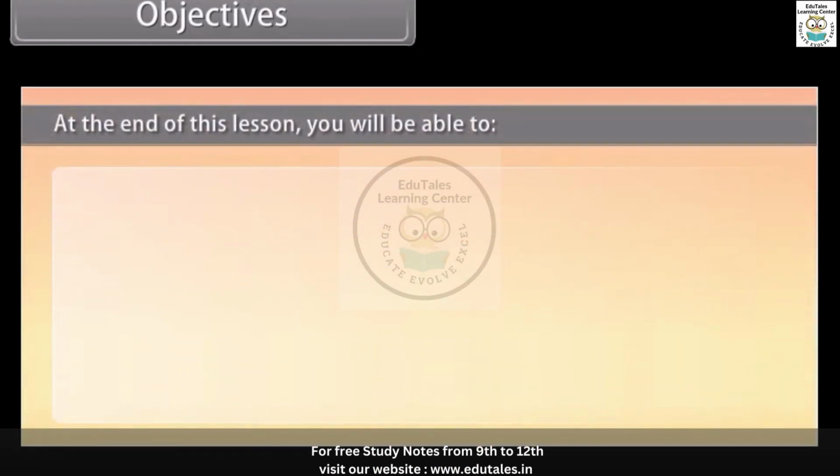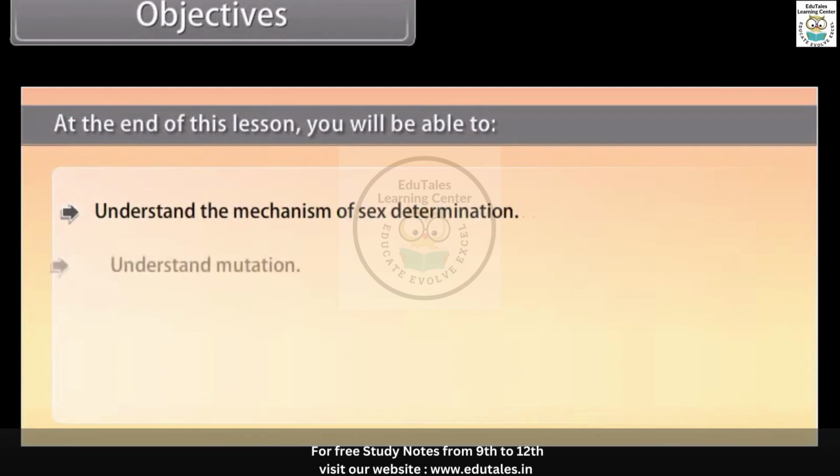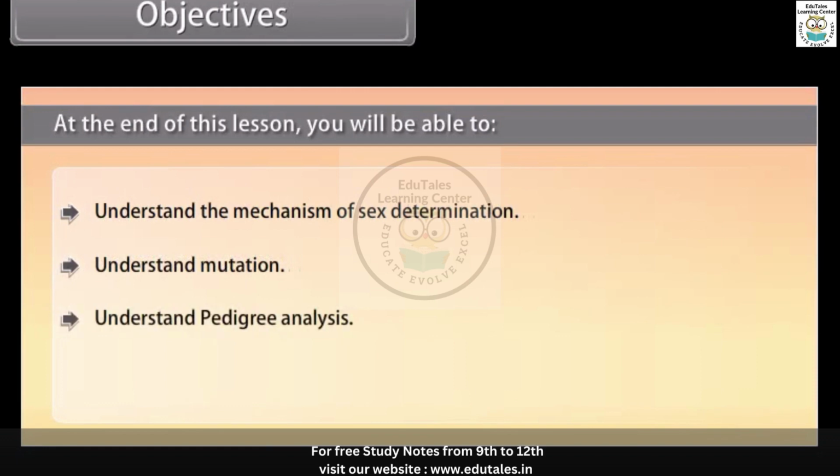At the end of this lesson, you will be able to understand the mechanism of sex determination, understand mutation, understand pedigree analysis, and identify various types of genetic disorders.